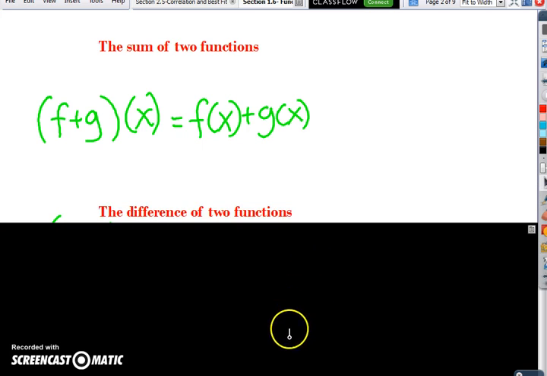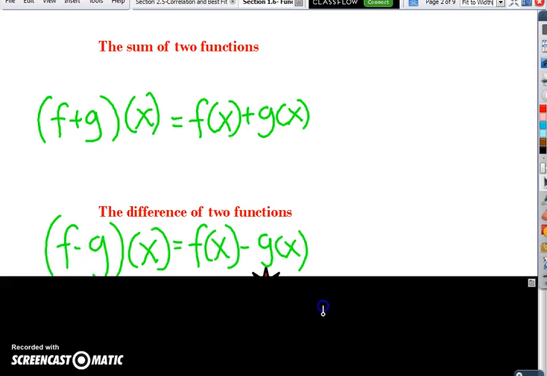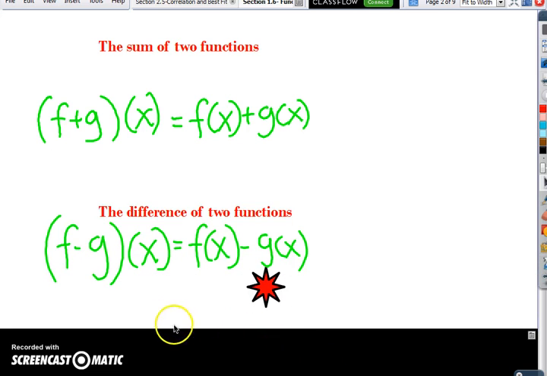Next, we have the difference of two functions. Now, again, this is f minus g. You could also do g minus f. That's also acceptable if you write it differently, but this way it's f minus g of x. So you take the f of x function minus the g of x function. Notice the star right there. You must subtract the entire g of x function. That means you must distribute the negative through the entire function and not forget to distribute it to one of the values. That is the most common mistake people make with this. So please, please, please don't do that.